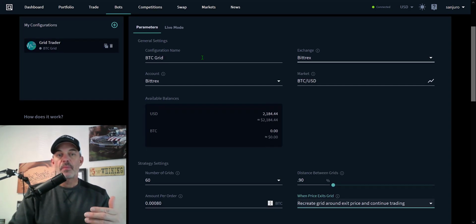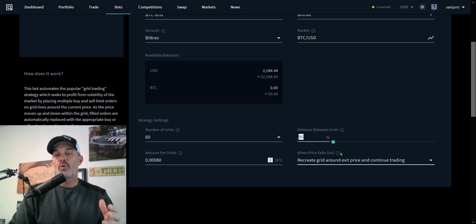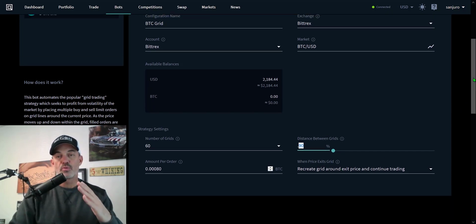And so to recap, I named my bot, selected my exchanges that are already connected through API keys. I chose my market, which is going to be BTC USD. And then you can see my available balances on that particular exchange at the moment. And then I chose 60 grids, and the amount per order equates to $15 or 0.00080 Bitcoin. Grid spacing, I covered my fees and gave myself a little bit of profit. And then lastly, it will recreate the grid if the price action moves up and moves outside the grid, it will follow it up. Same thing if it goes down.